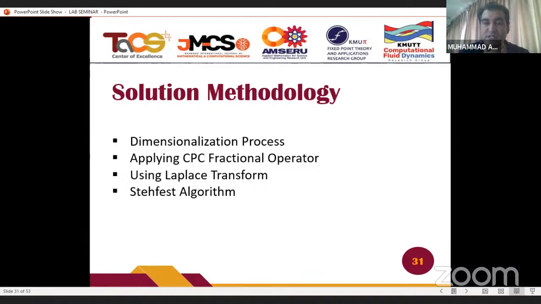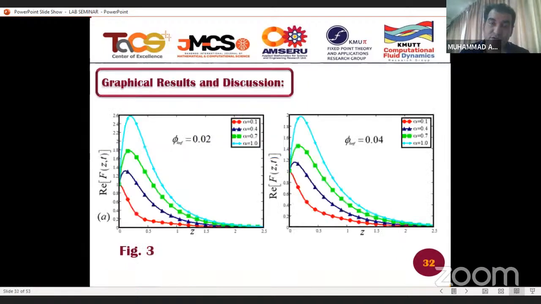The solution methodology is like this: first we need to nondimensionalize the problem, then apply the CPC fractional operator, then use the Laplace transform. The inverse was difficult to find, so we use an analytical method, that is the TFS algorithm. By using this algorithm, we can get the analytical result for the present problem.